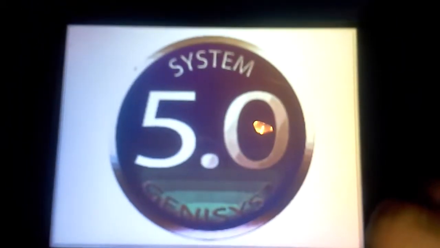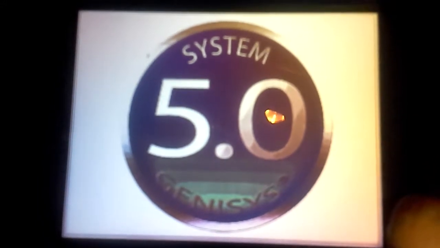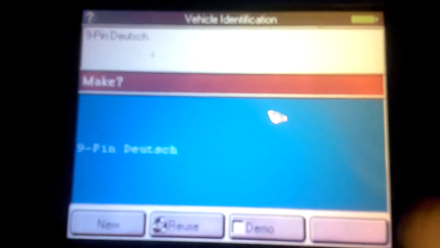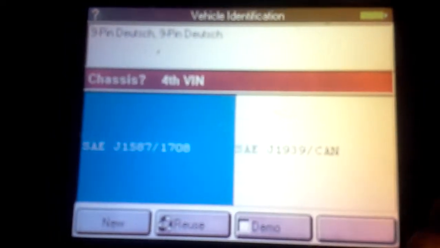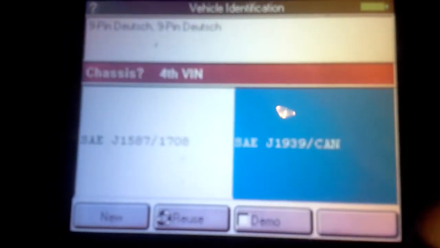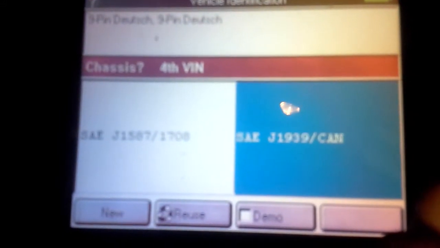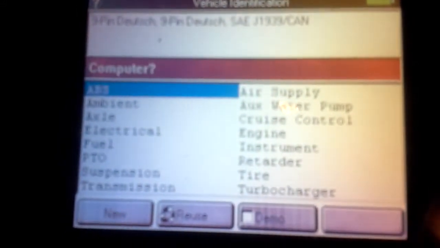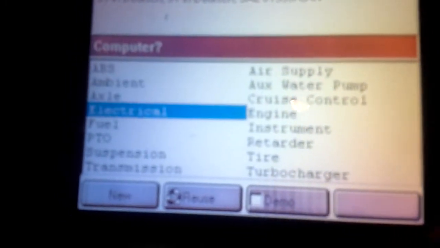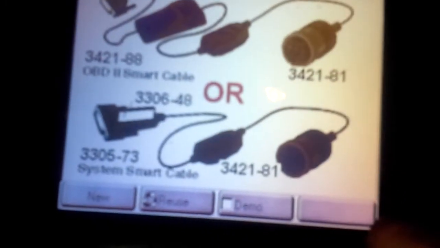Go to heavy duty. That's about it. 9-pin Deutsch connector. Let it load. Nine-pin Deutsch. Alright, in this case we're doing the J1939 CAN. We're going to go to electrical. Going to go to engine.